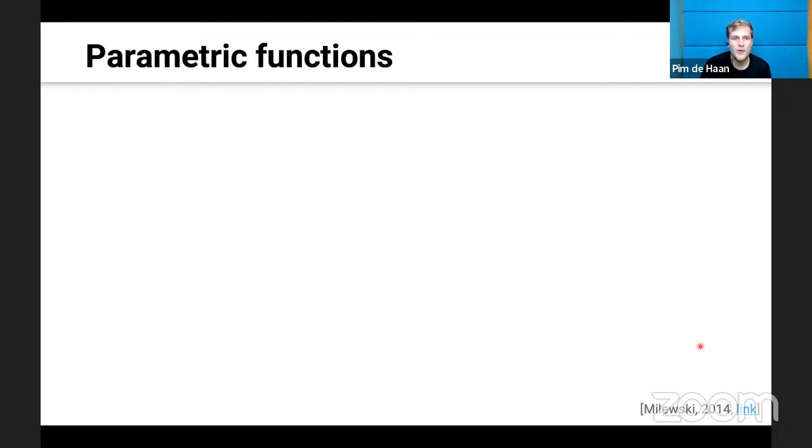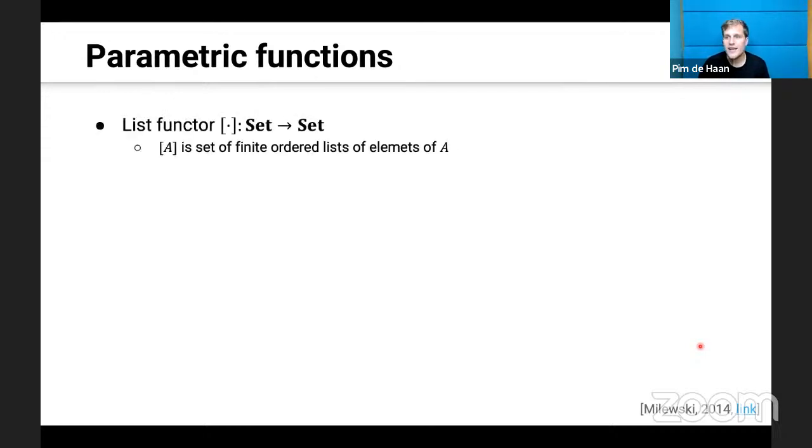There's a very interesting example of natural transformations given in the context of functional programming. We can make a functor that maps sets to sets, and it is the list functor. It maps a set A to the set of ordered lists of elements of A. So for example, the list functor applied to the set of real numbers gives you just finite lists of real numbers.